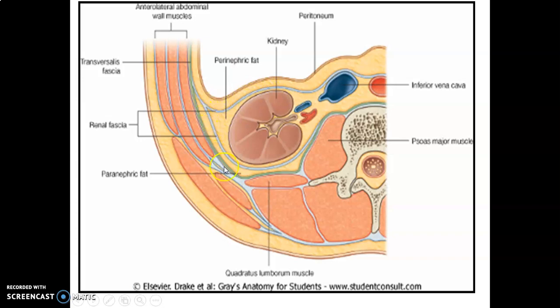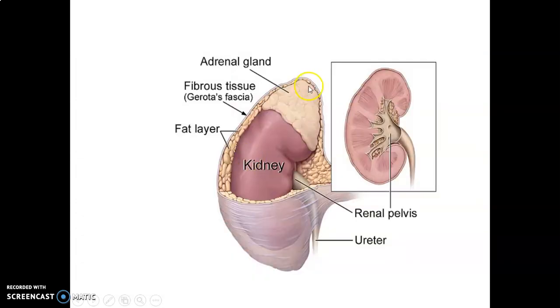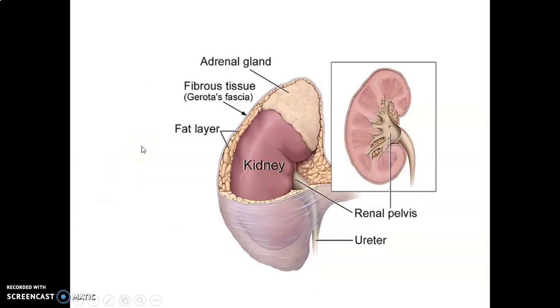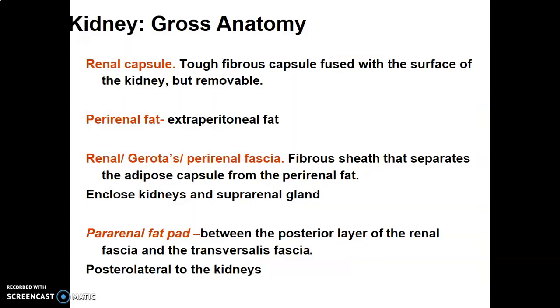Then around the renal fascia is where you have paranephric fat. Again, just for you to appreciate, this is Gerota's fascia, which is the fibrous tissue, and there's a fat layer below the Gerota's fascia. Appreciate the renal pelvis here. Again, the kidney has its own capsule, followed by perirenal fat, then the renal fascia, then the pararenal fat. So those are the coverings of the kidney in that order. You need to know them in order.